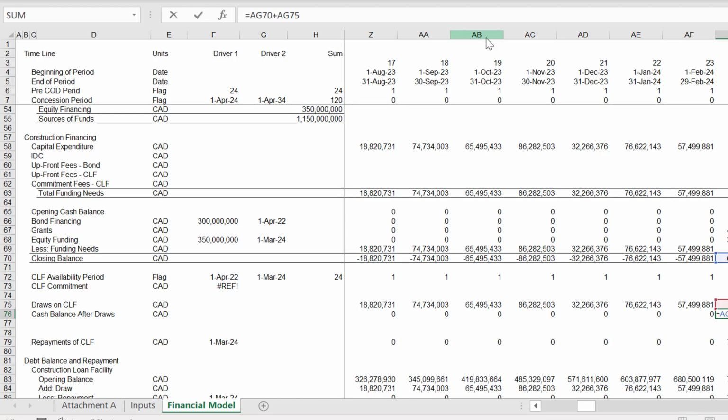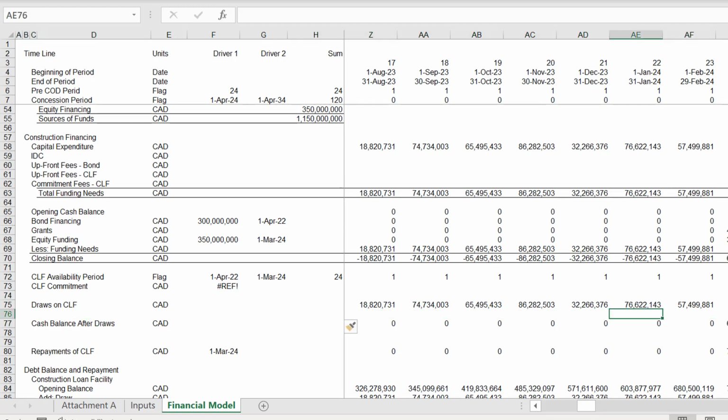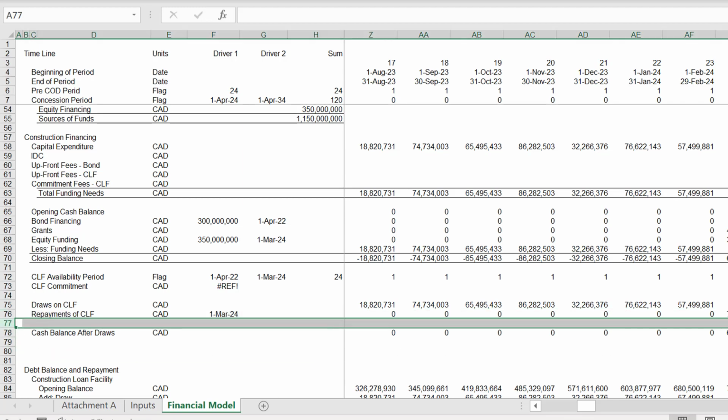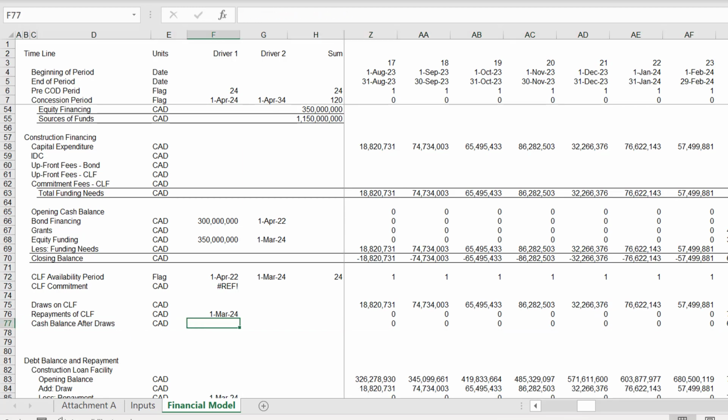Now I'm terrified if I subtract the repayments on the CLF, do we get a circular reference? We don't get a circular reference. Okay. Again, I'm really sorry about this. Well, I'm not sorry about it completely, because you can turn off the video.